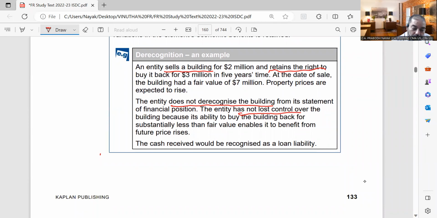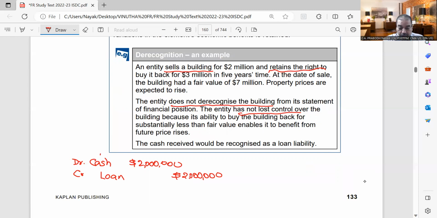So how is this going to be accounted for in the books of accounts? We will debit the cash account to the extent of $2 million, and we will credit the loan account to the extent of $2 million. Debit cash, credit loan, to the extent of $2 million. Now, suppose you decide to buy back the building. Here, even though you have sold the building, you are not showing that the building is going out. You are not saying debit cash and credit building. You are saying debit cash and credit loan.